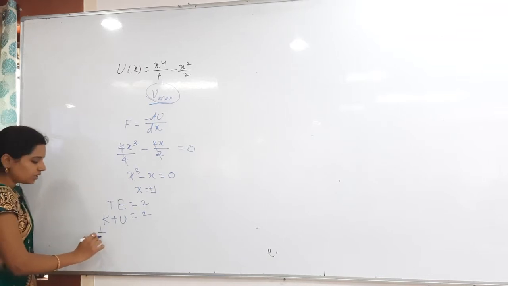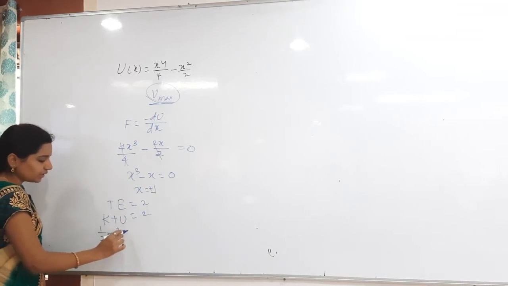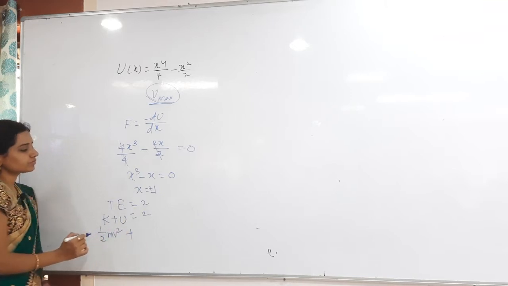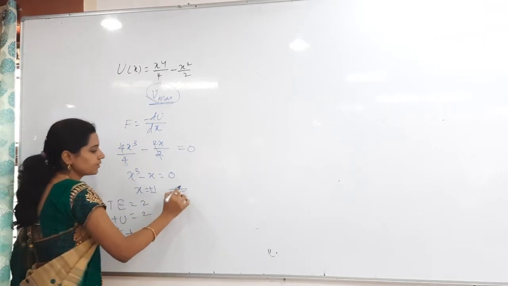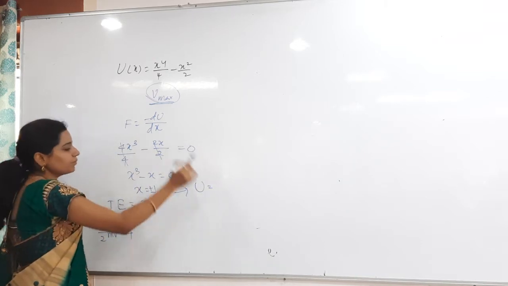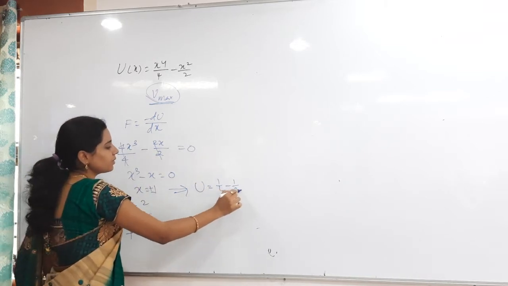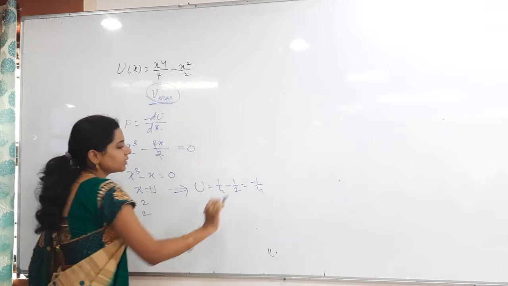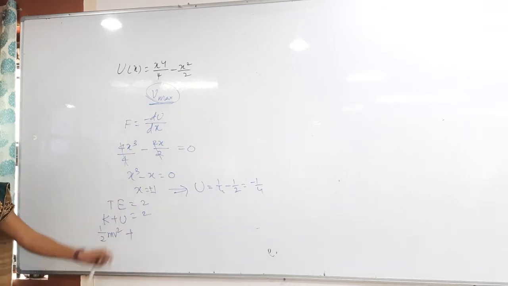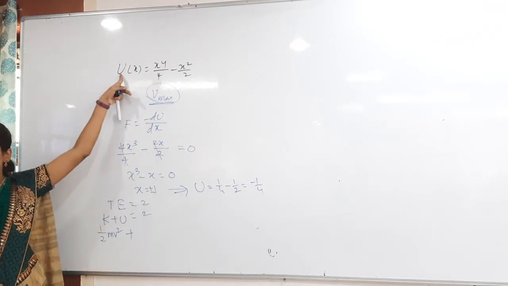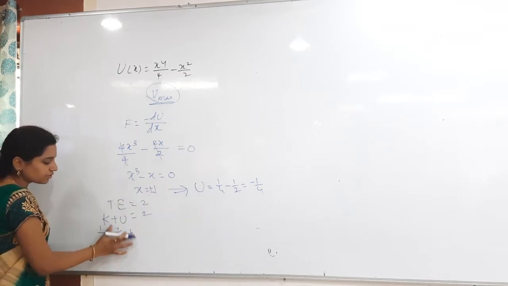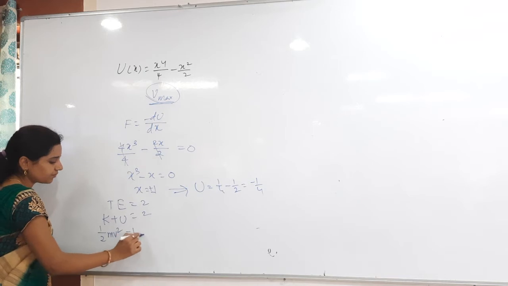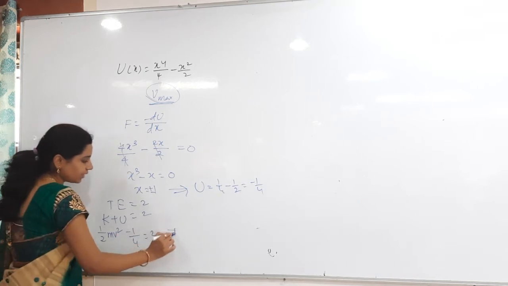Kinetic energy is half mv square, and the potential energy at x equals 1 is u equals 1 by 4 minus 1 by 2, so we will get minus 1 by 4. I am substituting this x value in this to get the potential energy.